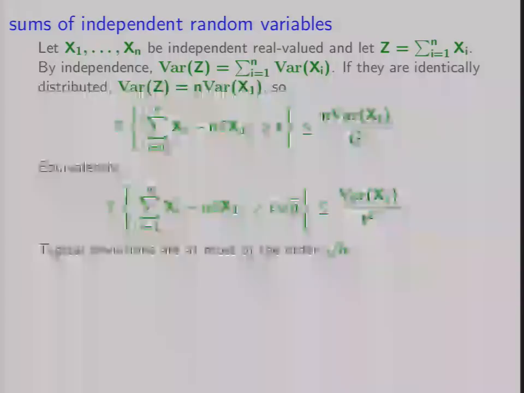this is kind of the right order of magnitude. What this inequality tells us is that the typical deviations of the sum from its expected value are of the order of square root of n, or the typical deviations of the average from its expected value are of the order of 1 over square root of n. And this is the right order. This is Chebyshev when he was young.